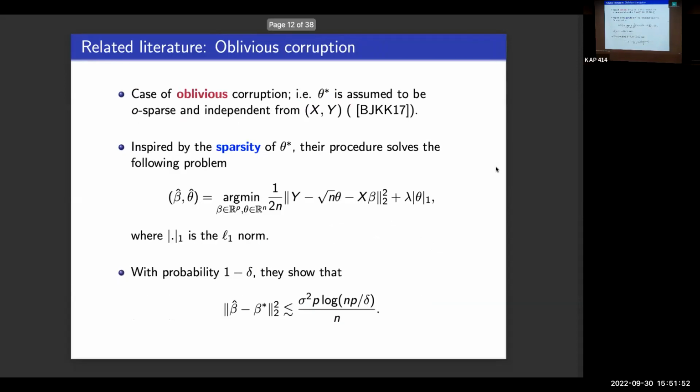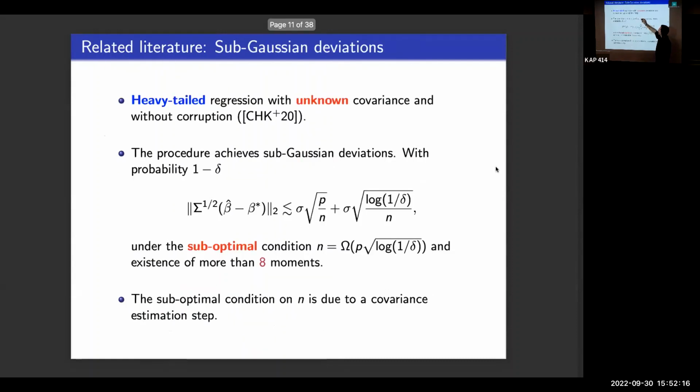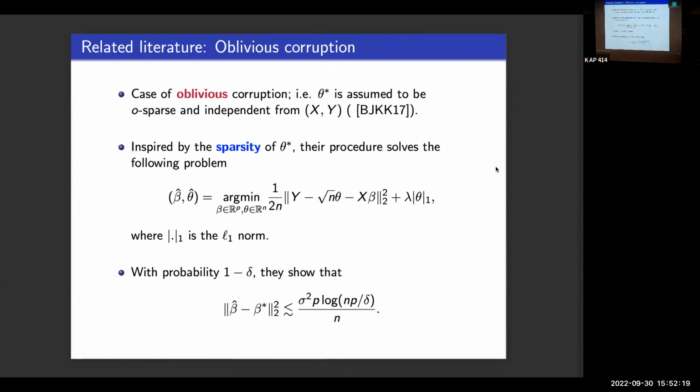So that's one of the attempts, but in a similar problem that I started looking at before we started looking at this problem, a similar model is exactly this, where now we assume that theta star is independent. So it's not fully an adversary, in the sense that you can only add some contamination that's independent from all the rest. And they also assumed in this paper by Bhatia and co-authors that the noise is Gaussian, I think. So Gaussian noise and this oblivious corruption where theta is independent from all the rest.